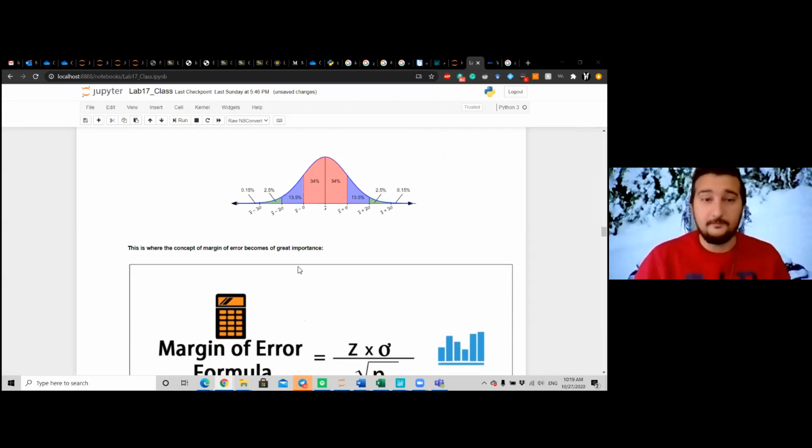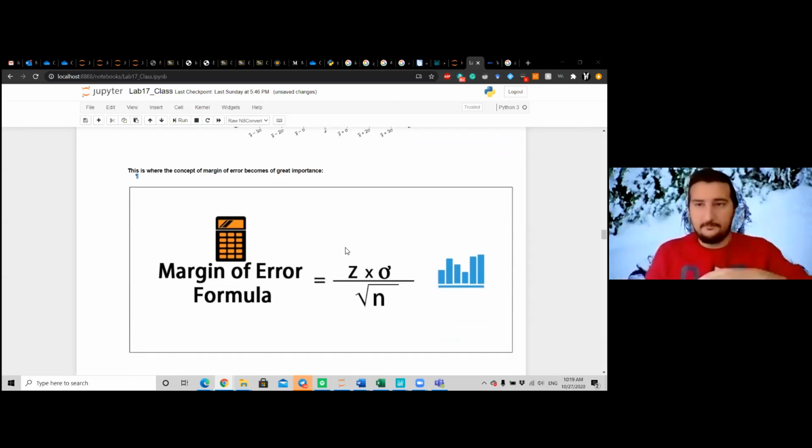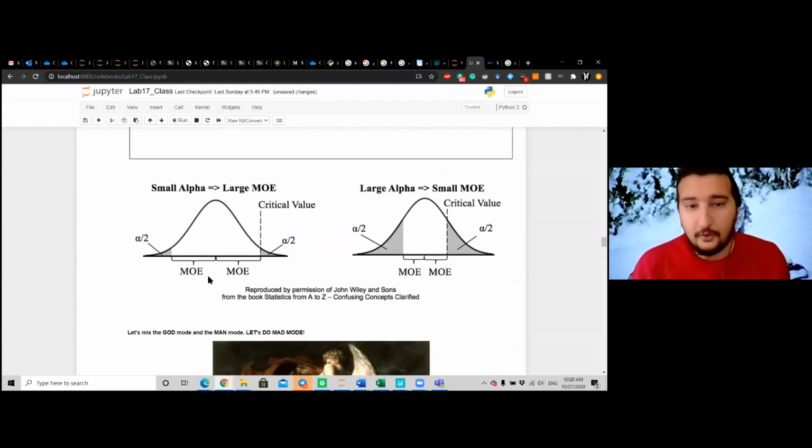Okay, so this is where the concept of margin of error becomes of great importance. This is a new term, at least in this class, we have not talked about this before. The margin of error is calculated as the z-score associated with a confidence interval, you will know that in a moment, multiplied by the sigma or the standard deviation, divided by the square root of your sample size. So let's see what that actually means. Margin of error, or MOE.